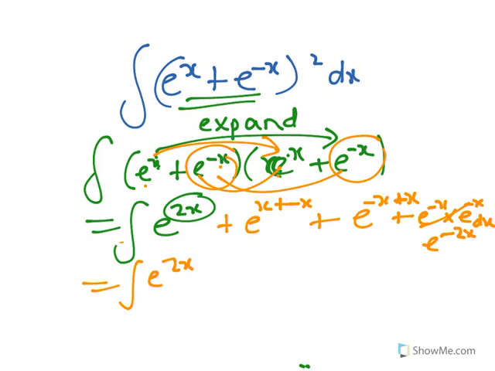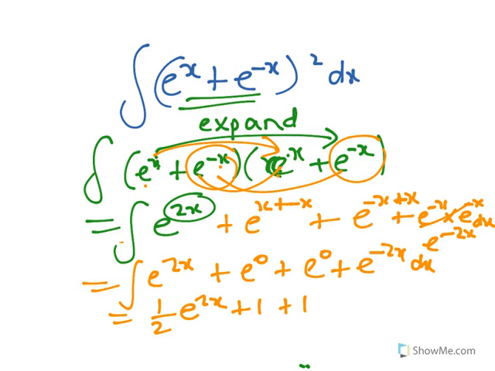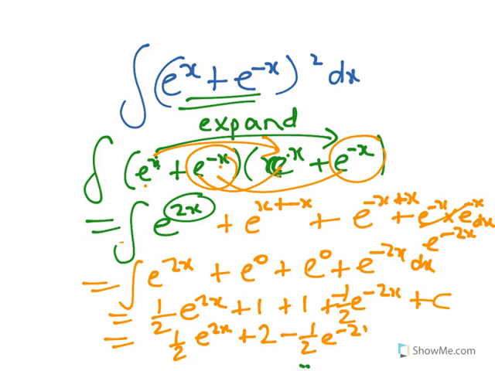So you've got e to the 2x plus e to the 0 plus e to the 0 plus e to the minus 2x dx, which is 1 on 2 e to the 2x plus 1 plus 1 plus, minus 1 on 2 e to the minus 2x, okay, plus c. So it's a half e to the 2x plus 2x minus a half e to the minus 2x plus c.